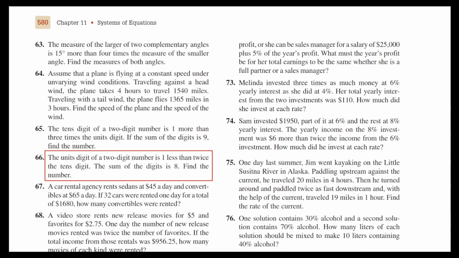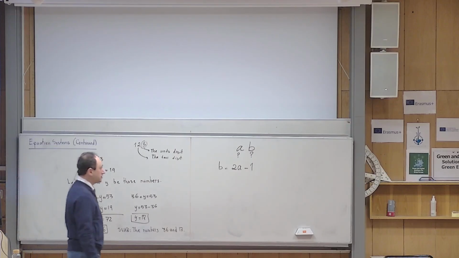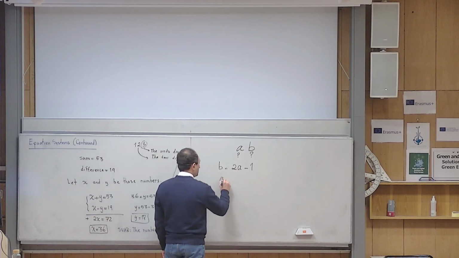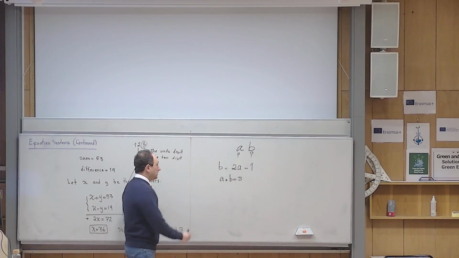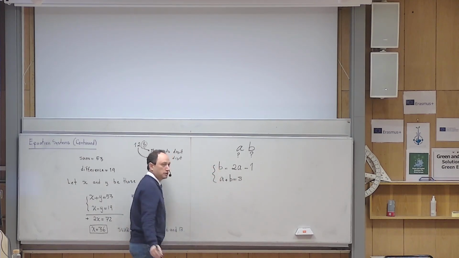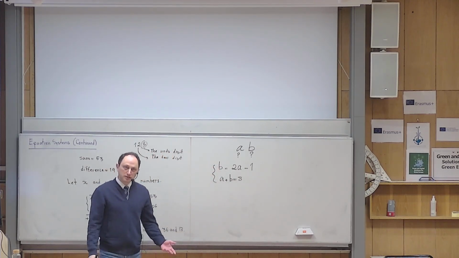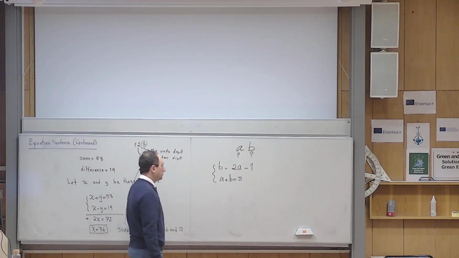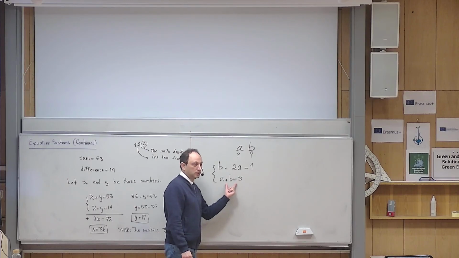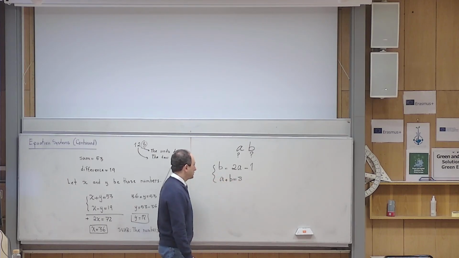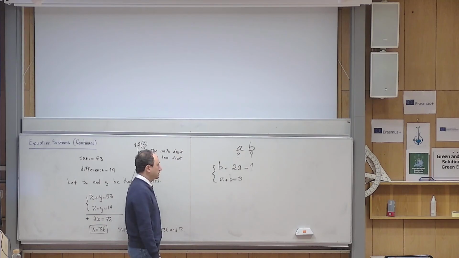Find the number. So the sum of the digits is 8 means what? A plus B is 8. And then I want to find my number. So this is my system. So that's the same story. So you just read the problem in words and set up equations yourself, and then you can find the solution as before. So which method is better for this one?